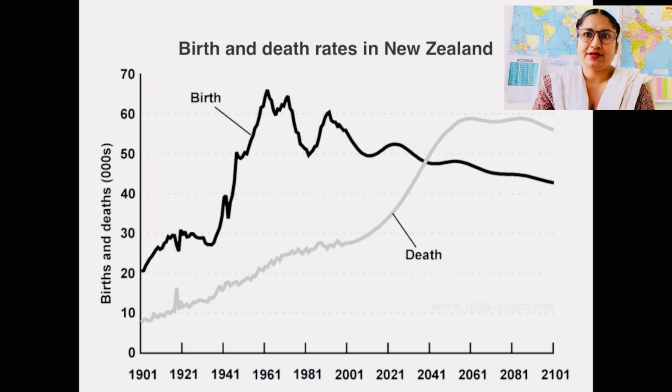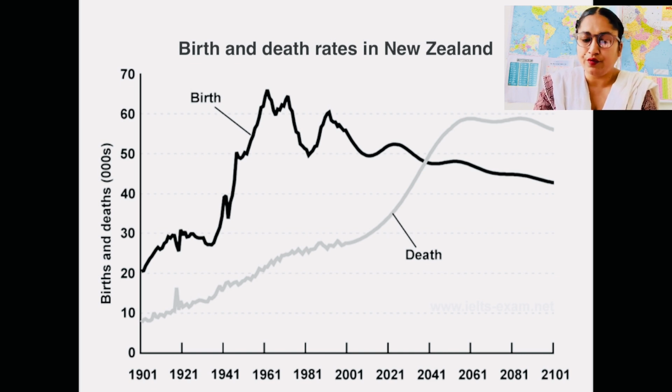As we will paraphrase the question in the first paragraph, and what you are observing overall, that also you will write down in the first paragraph. So we'll write: the graph shows changes in the birth and death rates in New Zealand from 1901 to the year 2101, and the birth rates are higher up to the year 2041, whereas the death rates were low in comparison to the birth rates, and later on the death rates were higher in comparison to the birth rates.